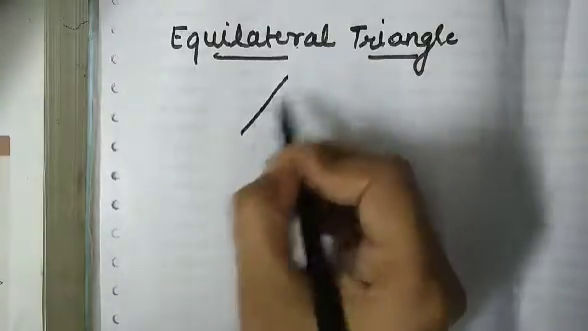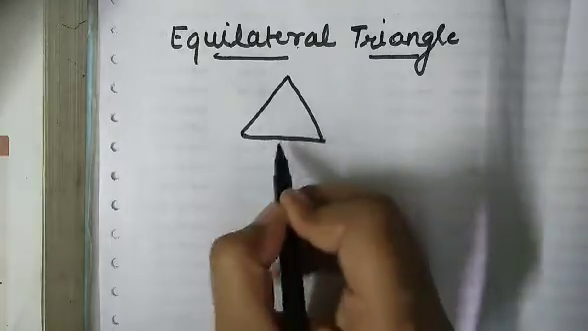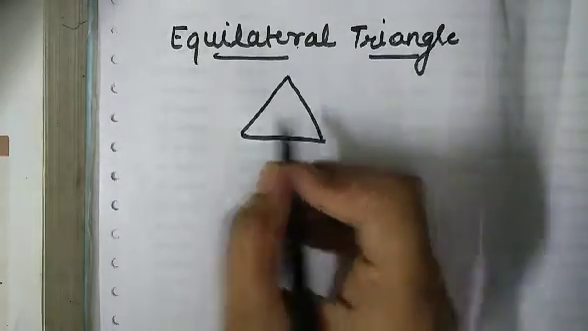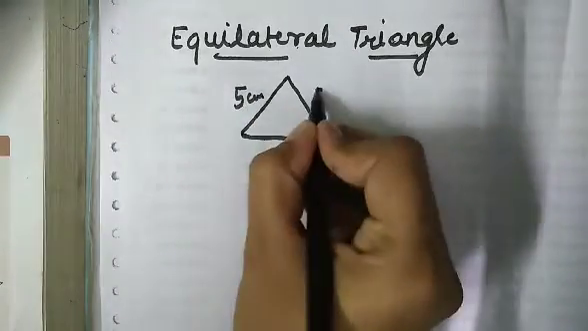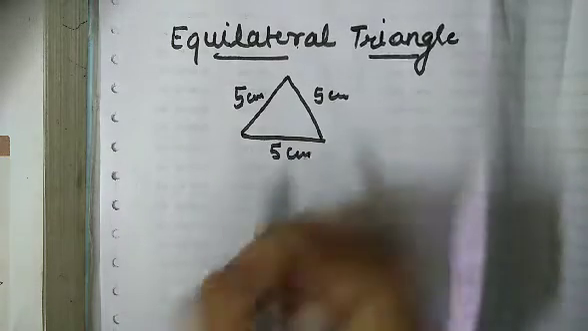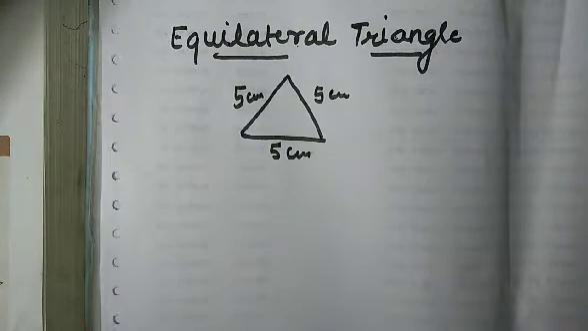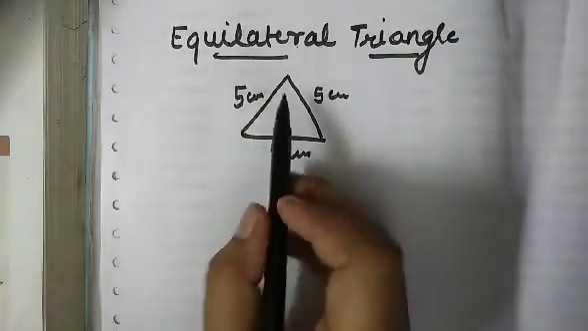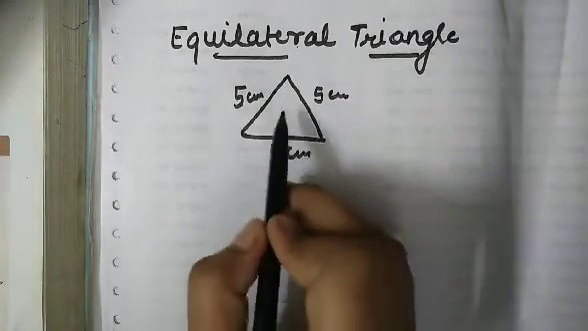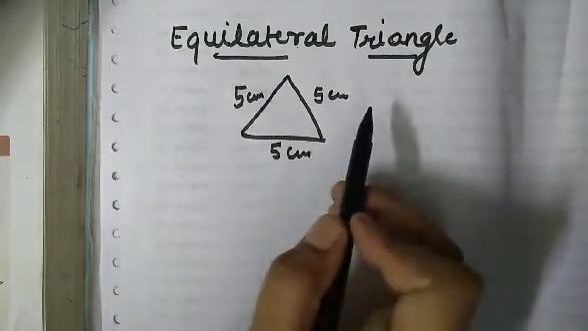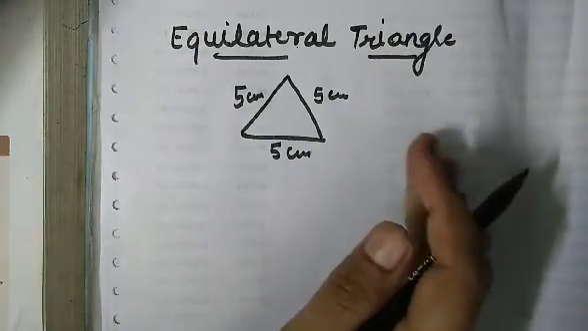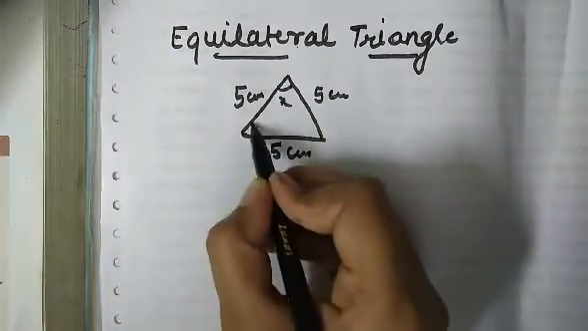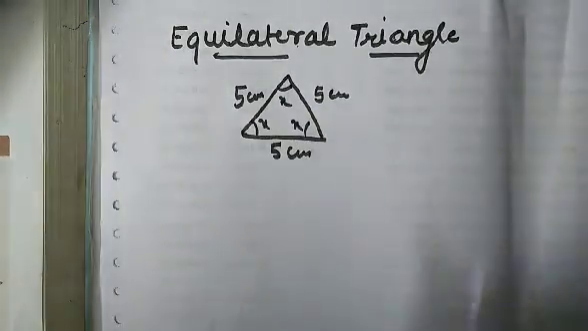So this is an equilateral triangle. If I am taking all the measurements of all these equal, suppose this is 5 centimeter, this is also 5 and this is also 5. So this is an equilateral triangle. Some important properties of an equilateral triangle are: all the sides are equal. Second, all the angles are also equal in an equilateral triangle, and that is 60 degrees.